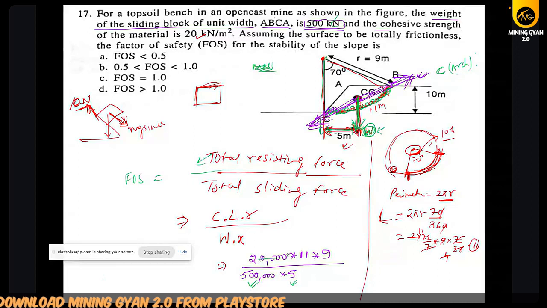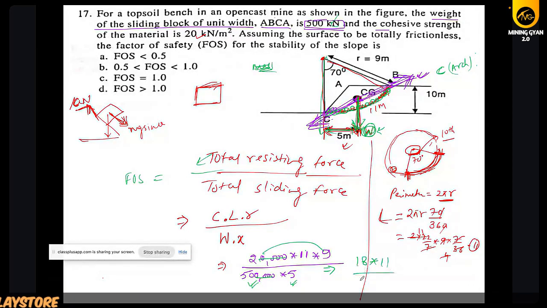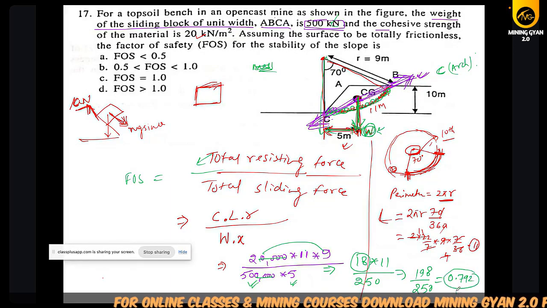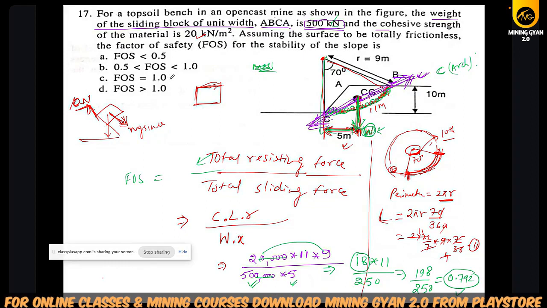So when we cut it down, 40. Now just multiply. 9 twos are 18, 18 multiplied with 11, it will be 250. So I told you how to multiply this 18 with the 11. 891 divided by 250. So when we divide, it will be 0.792. So the factor of safety is 0.792.